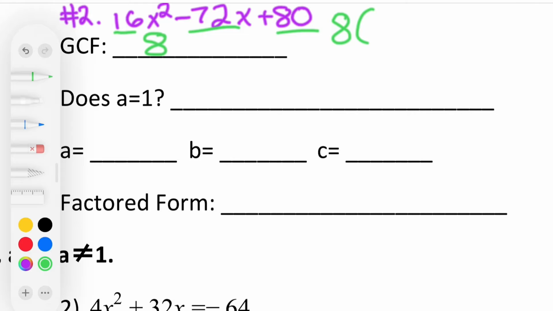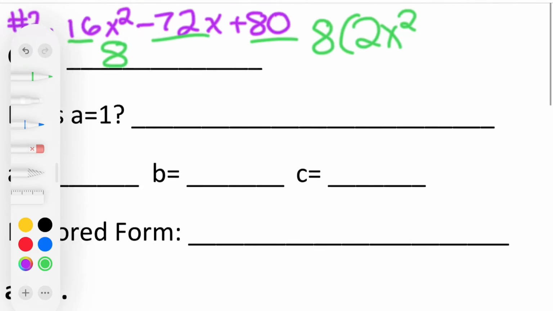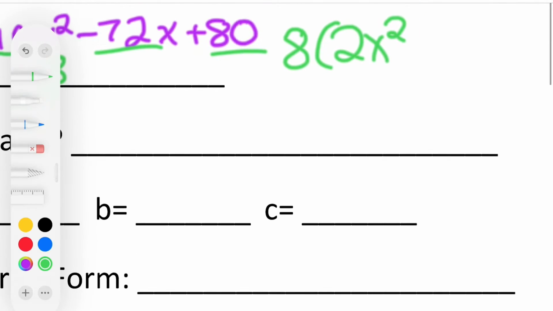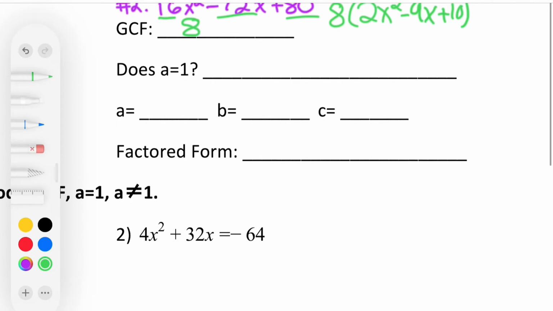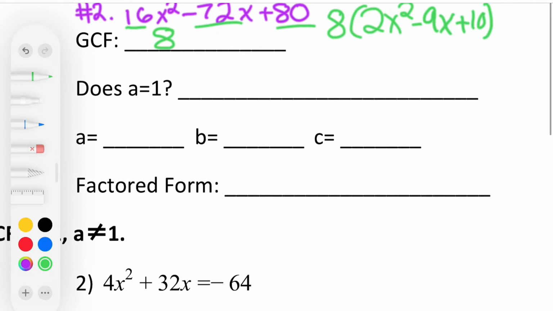So 16x squared divided by 8 is 2x squared. And we're going to take negative 72x and divide it by 8, which was our GCF, to get negative 9x. Then we're going to take 80 divided by 8 and we get positive 10. So this is how we factor out our GCF.